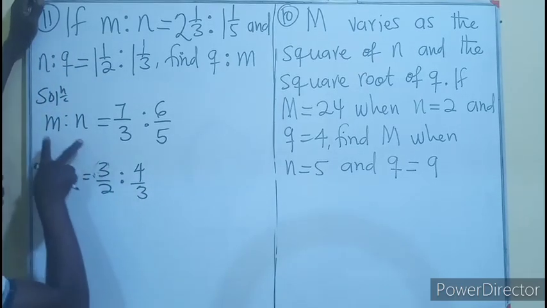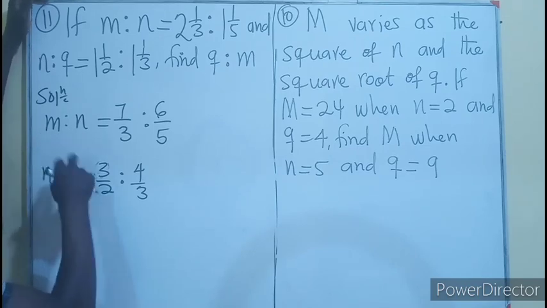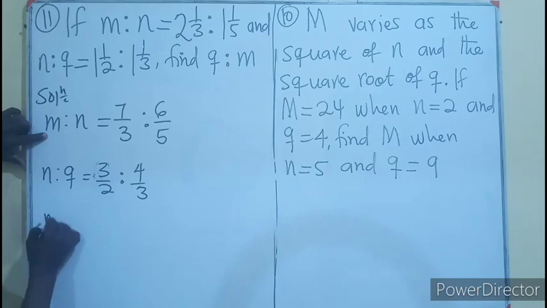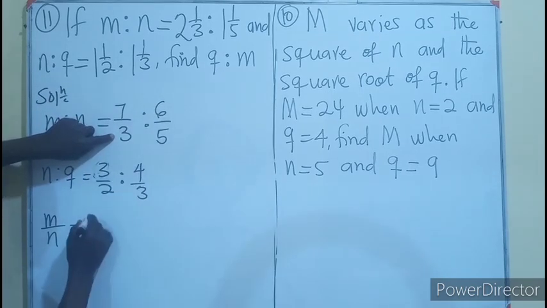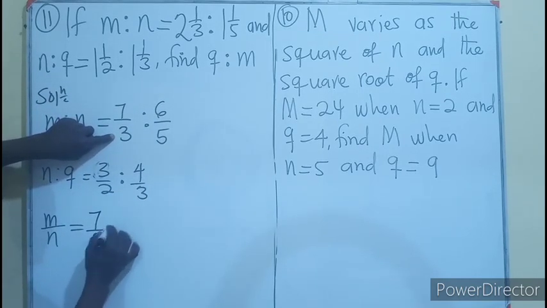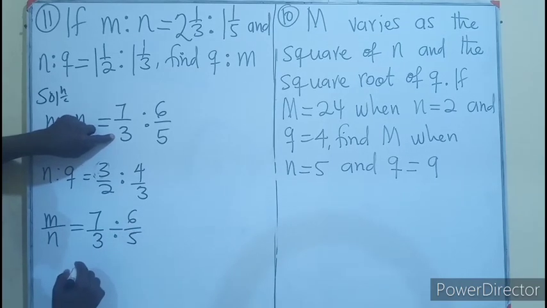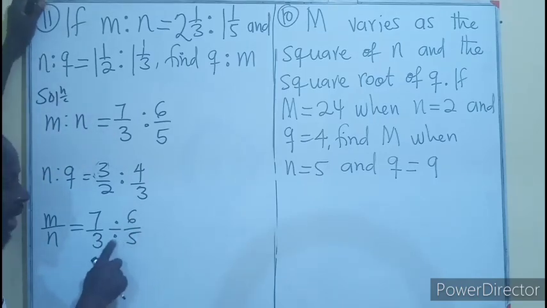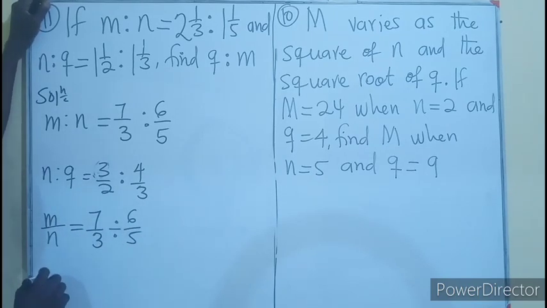Good. Now, we also know that a ratio can be converted into a fraction, while a ratio is also more or less like a fraction. As in the first one, I'll be having m divided by n, and that will give us division of this by this. That will be 7 out of 3 divided by 6 out of 5. And we know if you are dividing fractions, what happens to the second fraction and the division sign? This becomes multiplication, this becomes reciprocated.